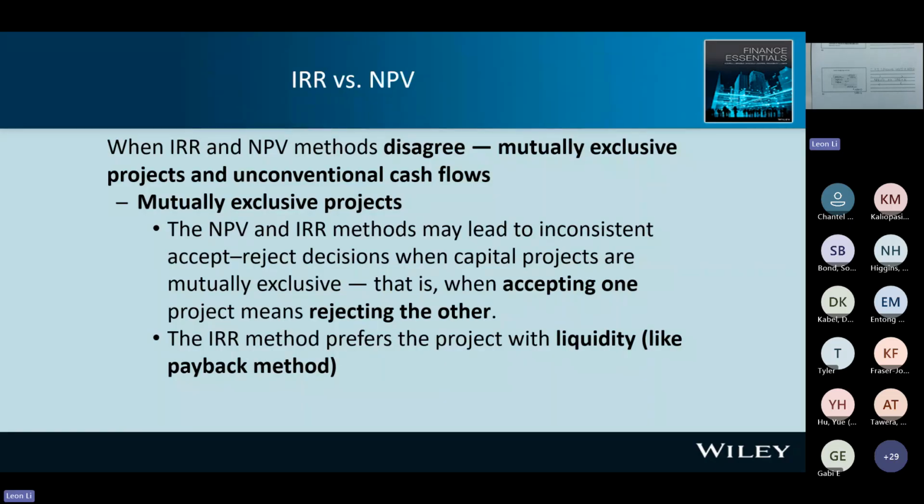The next slide, we'd like to discuss the disagreement, right? When IRR and NPV method disagree, we have two situations. First, mutually exclusive project. So what's the mutually exclusive project? That means if we have two projects, but we can only choose one, that means we accept one, then we need to reject the other one, right?